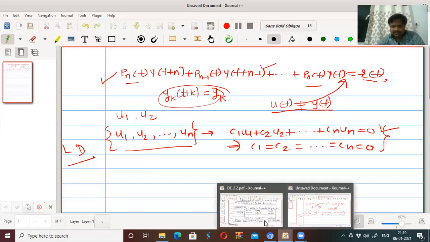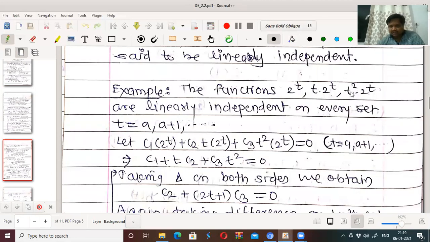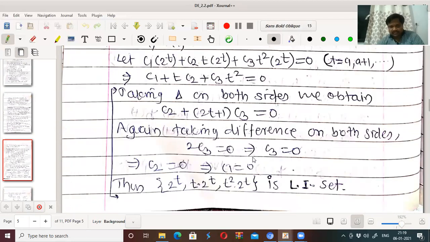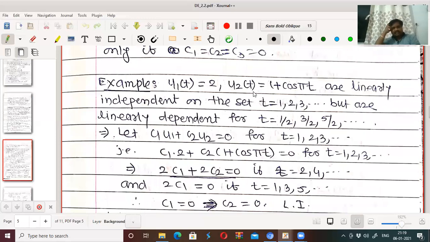What type of examples were there? These were the examples. 2^t, t into 2^t, t squared into 2^t. The set of these three functions is linearly independent. We proved it. Then u1(t) = 2 and u2(t) = 1 + cos(pi t). These are also linearly independent, but these are linearly independent for t equal to 1, 2, 3 and dependent for t equal to this one. That means the same two functions may be linearly independent and linearly dependent if we change the values of t, that is, if we change the domain set. If we change the domain set, then you will get different results.